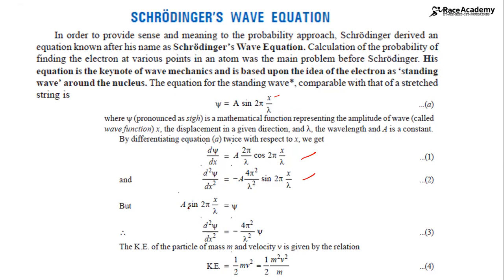Then, a sine 2 pi x by lambda is taken as psi, and simplified, and this gives del square psi by del x square equals minus 4 pi square by lambda square into psi, because in this expression they have a sine 2 pi x by lambda, which is taken as psi. That is taken as the third equation.